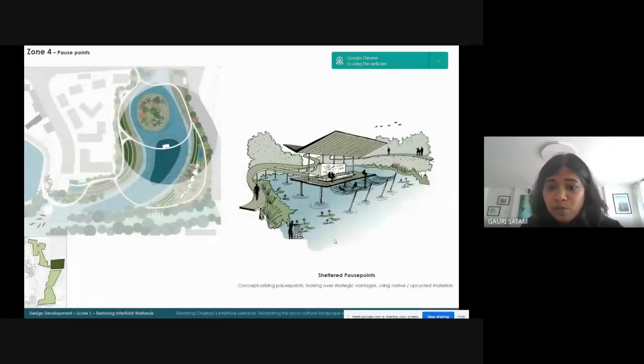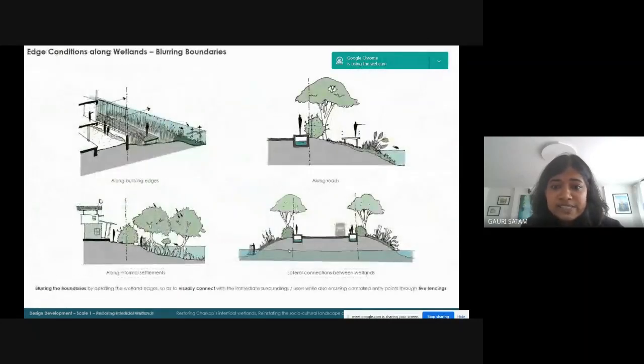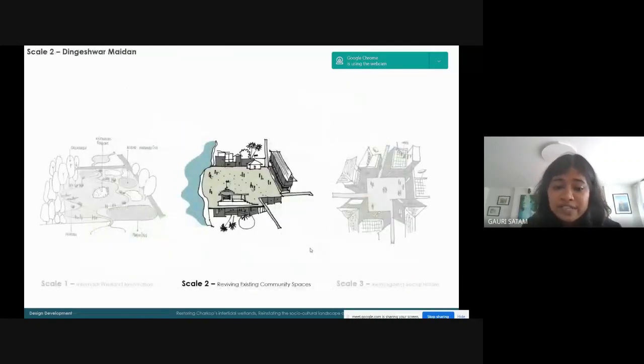Having these kind of pause points in between, creating a museum of indigeneity, putting this landscape together, blurring the boundaries, trying to understand how these boundaries between the wetlands and the neighborhood could be blurred so that people could physically connect to them. Coming to my scale number 2, which is about reviving the community spaces.